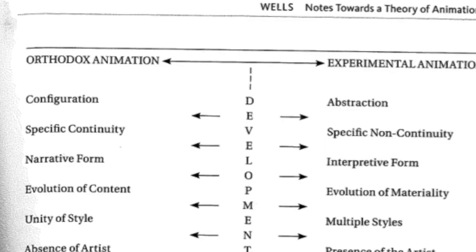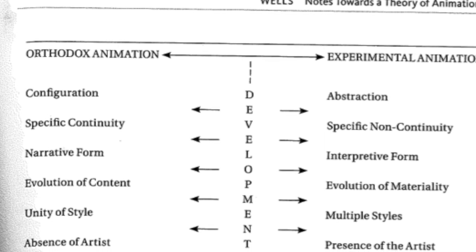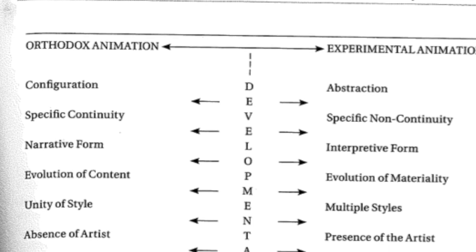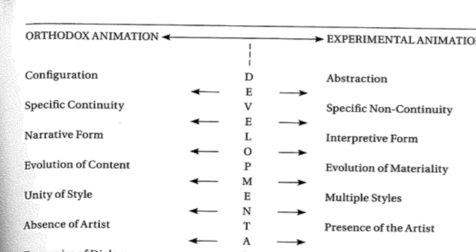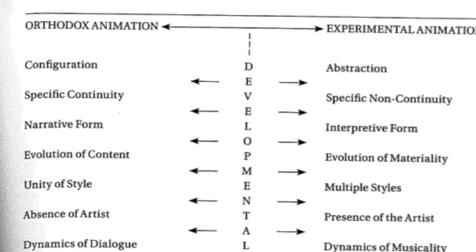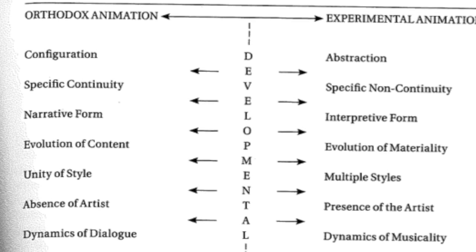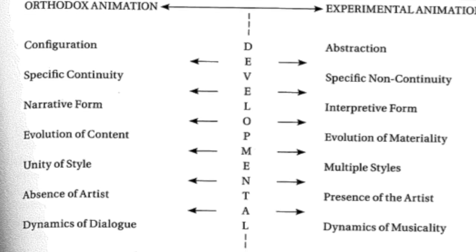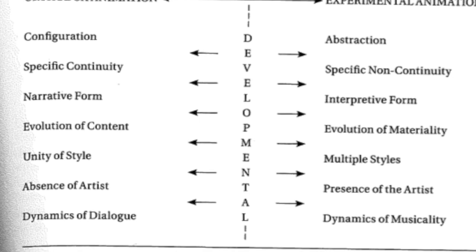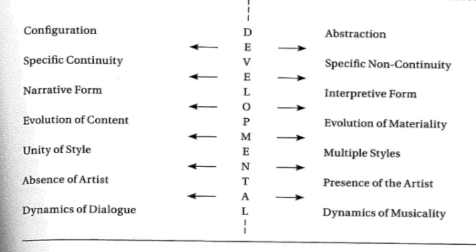They are configuration versus abstraction, specific continuity versus non-specific continuity, narrative form versus interpretive form, evolution of content versus evolution of materiality, unity of style versus multiple styles, absence of artist versus the presence of an artist, and dynamics of dialogue versus the dynamics of musicality. If more of your sliders weigh heavy on the right side, you have a pretty good argument that your given piece of media is experimental.